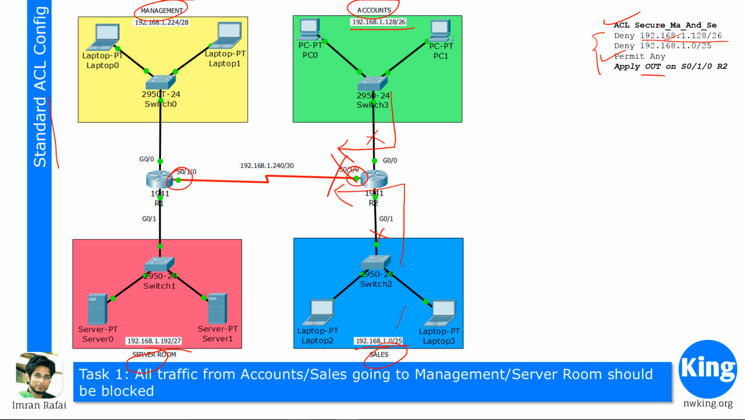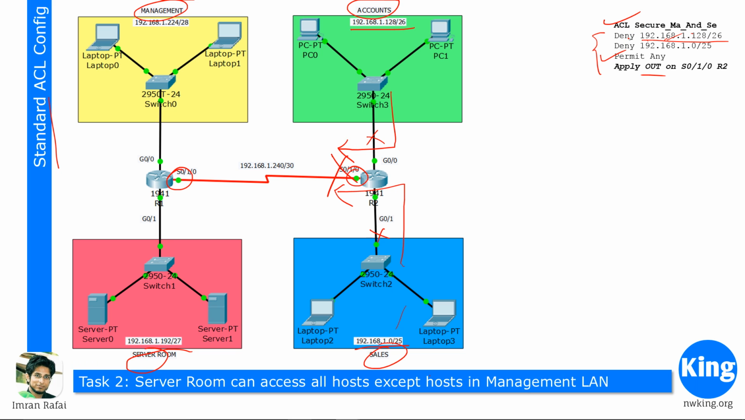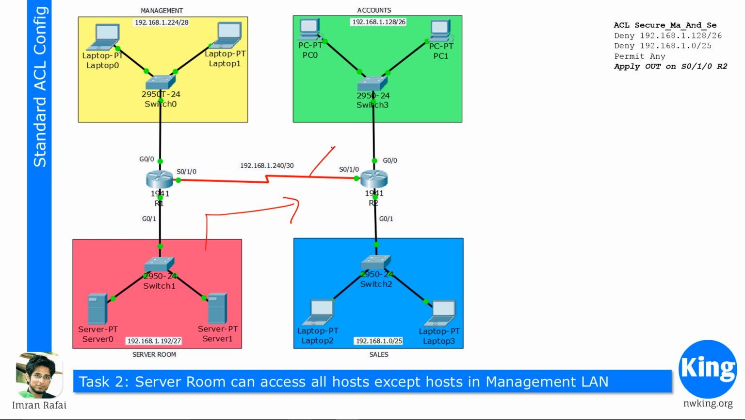We will be putting it in proper format when we start doing it in Packet Tracer. Task 2 says server room can access all hosts except hosts in management, right? I'm gonna quickly clear the screens. Okay, that means server room can access anything here or here, but it will not be able to access management, right? So what is it?